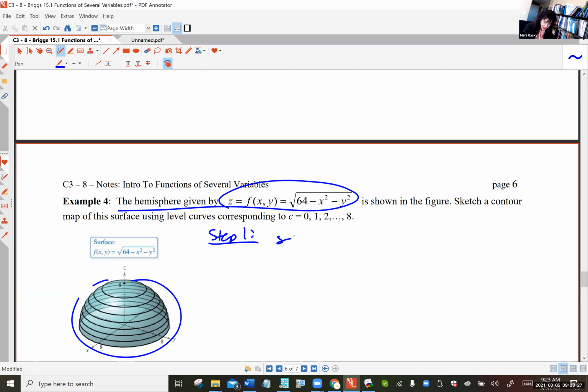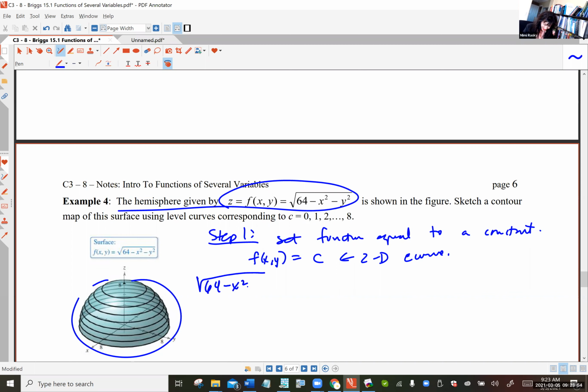Step 1 is you're going to set your function equal to a constant. Why? Because a level curve is essentially where you're graphing the function equal to some constant c, because this now becomes a 2D curve once you set the function equal to a set level altitude. So set the function equal to a constant.